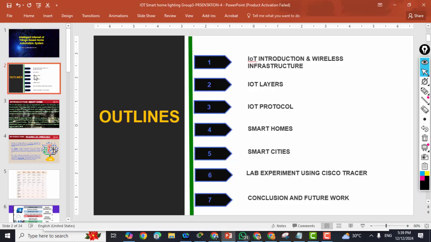session agenda. It will be based on IoT introduction, the infrastructure of IoT using wireless, IoT layers, IoT protocols, smart homes, and smart cities, and we use Cisco Packet Tracer. We can design a scenario for IoT, then we do a configuration. After that, we have more sessions for conclusions. So let's talk about IoT.